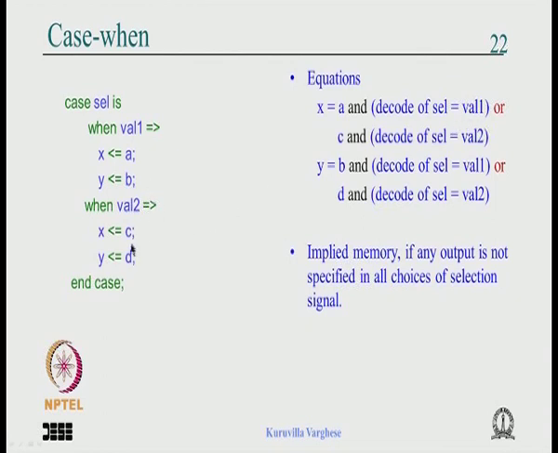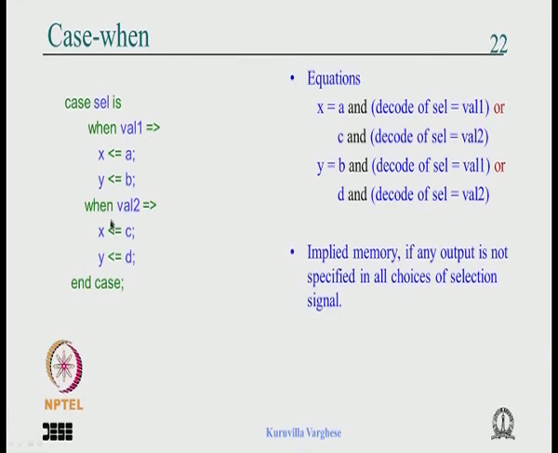Or C and decode of value 2, that is it. Similarly, Y is B and decode of value 1, or D and decode of value 2, that is what is written here. So that is how the equation or the circuit is inferred.